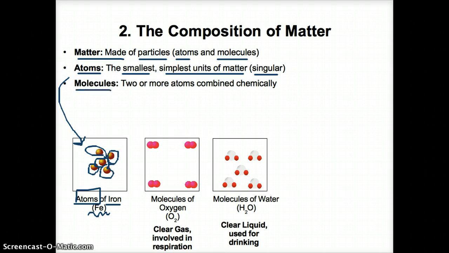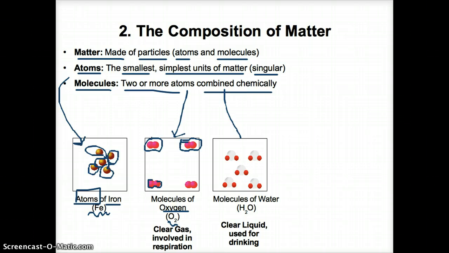Next, we have molecules, which is a little more complex. Molecules have two or more atoms chemically combined together in some way. You should note for molecules, as you see in this diagram from just the colors, that molecules can consist of only one type of atom chemically combined together, or they can consist of two or more different types of atoms chemically combined together. For example, in the case of molecules of oxygen or O2, notice how each molecule of oxygen consists of two atoms of the same type, oxygen, bonded together to make a molecule of oxygen. So that's an example of two or more atoms of the same type chemically combined together.